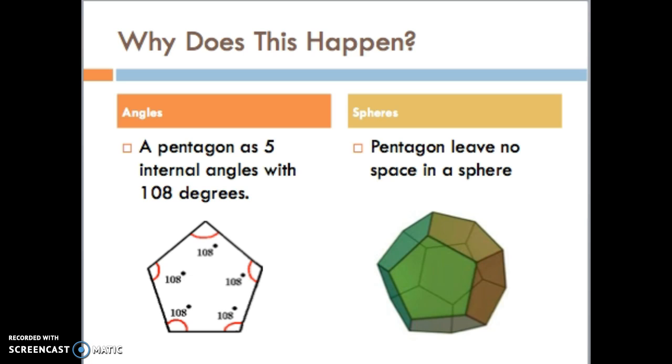So the reason this happens is a pentagon has 5 internal angles of 108 degrees, and when you divide 360 by 108, you don't get a whole number, but instead you get some remainders. So you get 3.333 continuing into infinity, and so this is why you have leftover space in your pentagon pattern.